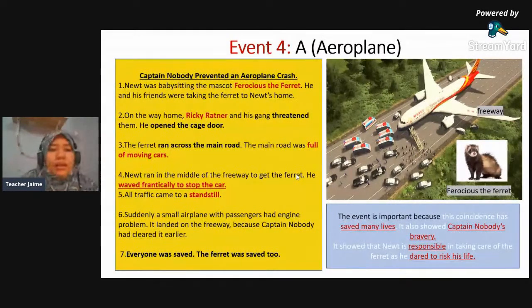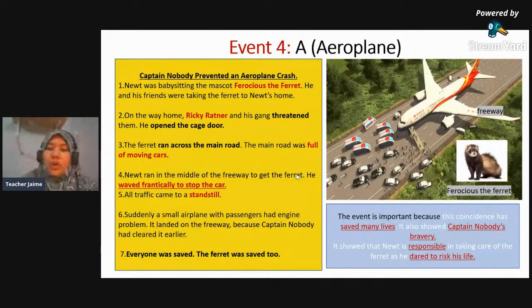Because Captain Nobody had cleared it earlier, everyone was saved. The ferret was saved too. This event is important because this coincidence has saved many lives, menyelamatkan banyak nyawa. It also showed Captain Nobody's bravery, keberanian. If berani, we say brave. Captain Nobody is brave. But if you want to say keberanian, we say Captain Nobody's bravery.